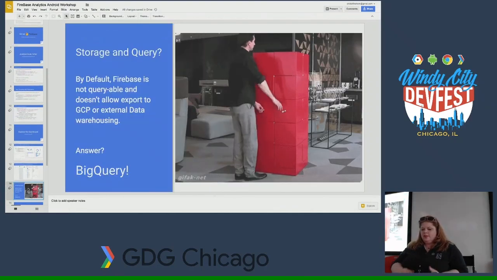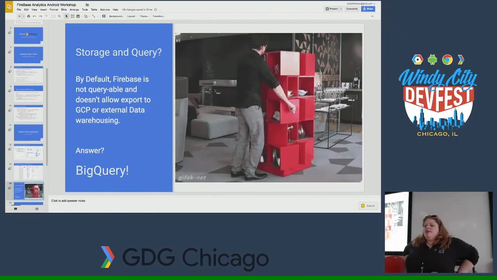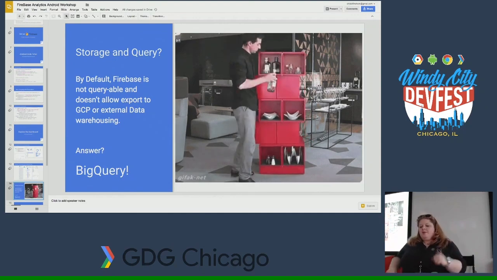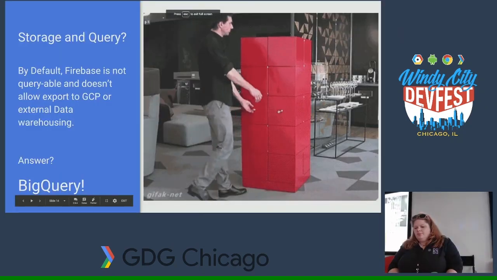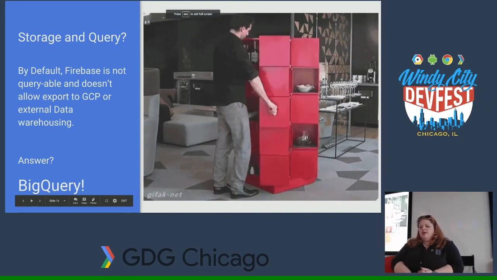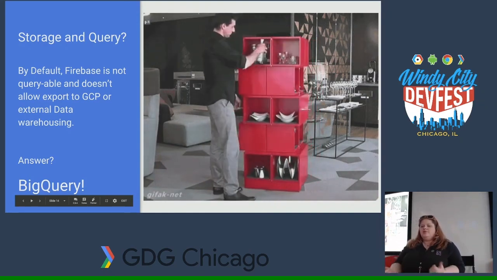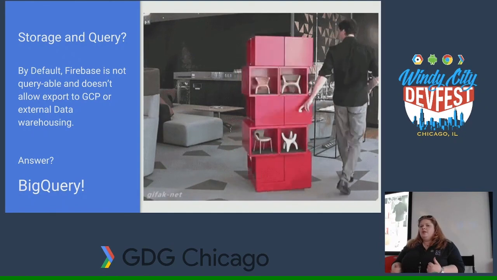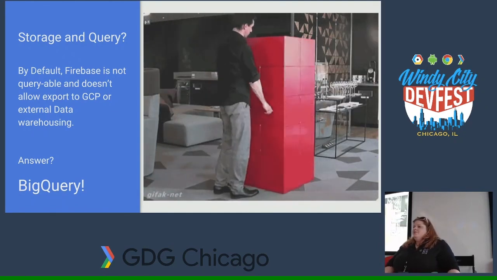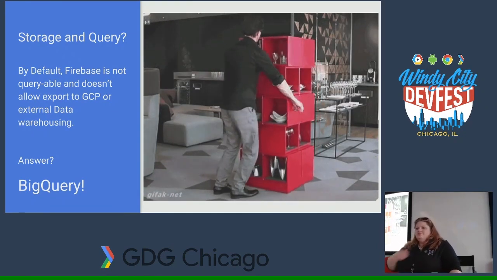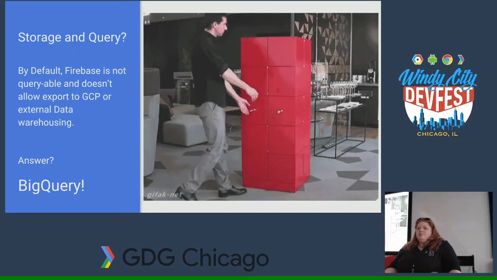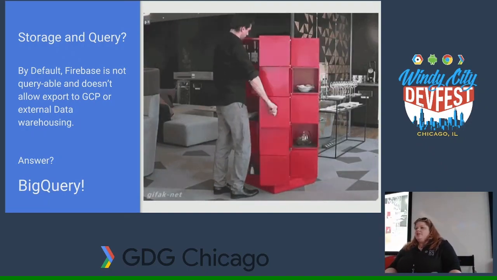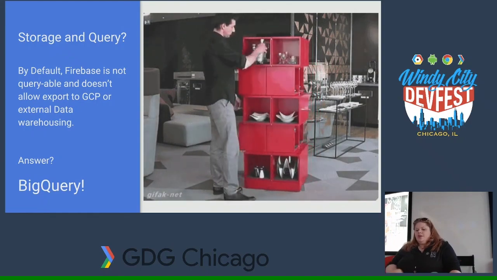But, okay, there's a bit of a problem. Firebase by default is not queryable and doesn't allow export to GCP or external data warehousing. That is a big issue, right? And this is what you kind of get off the free tier, but how do you actually solve that? How do you actually make this data accessible? How do you actually make it something that you can work with in the future?